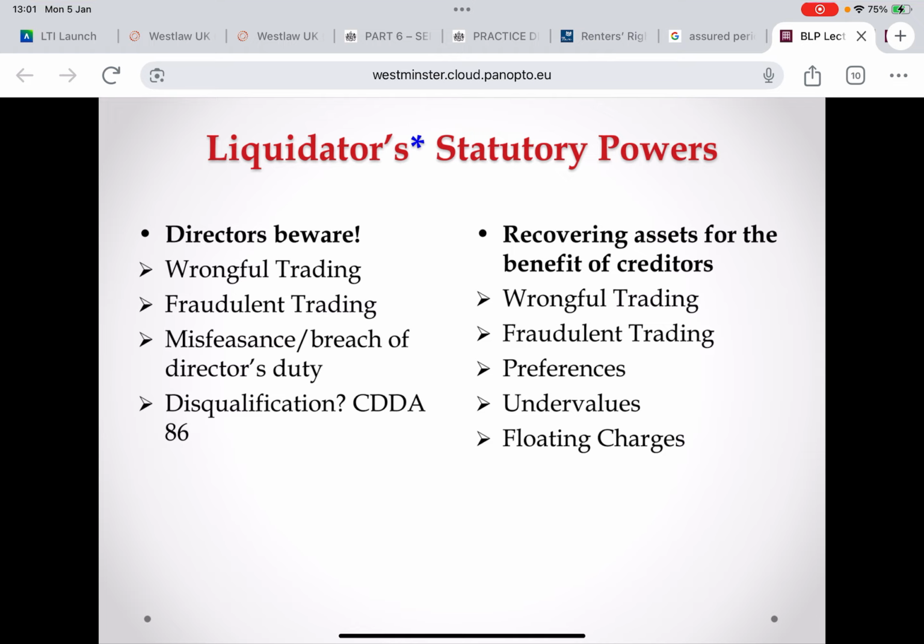And what have we got on the slide here now? On the left-hand side, we've got a very interesting heading saying directors beware. Because where the company has gone into liquidation or administration, there are very clearly risks to the directors of such a company, because liquidators and administrators have got powers to seek to impose personal liability upon them, to contribute themselves to the assets of the company that's gone into liquidation or administration.